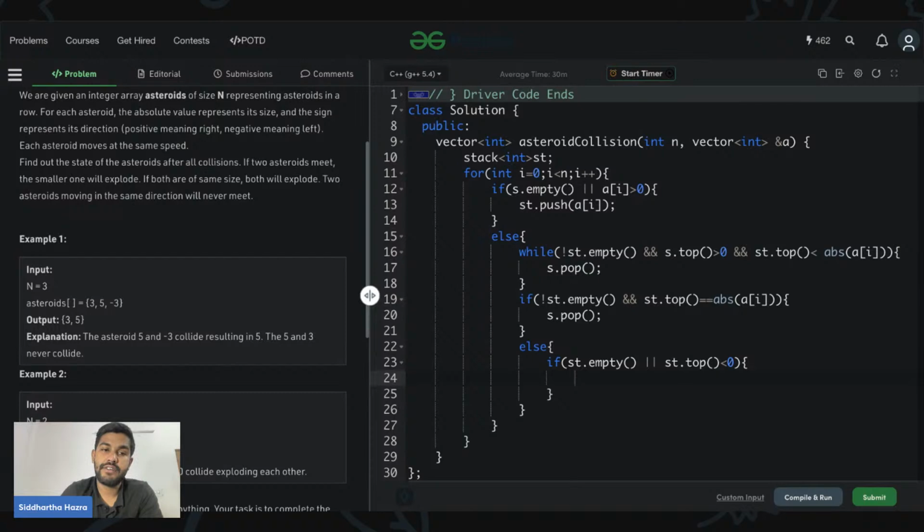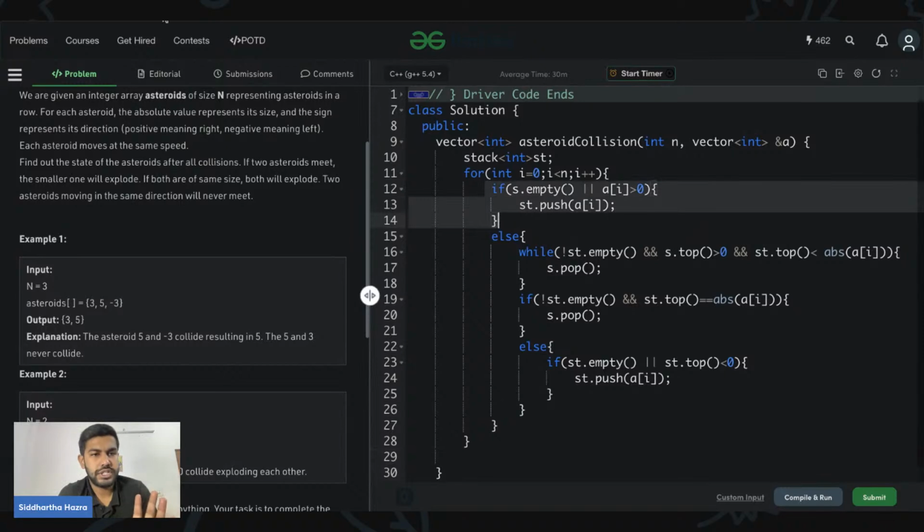So if the value is left, whatever the scenario, we have a new element coming in. So st.push(a[i]). Now this for loop is complete. Let us just see again. If the new element is a positive element, we would simply push it. If the new element is a right element, it is getting added. If it is a right element again, it is again getting added.